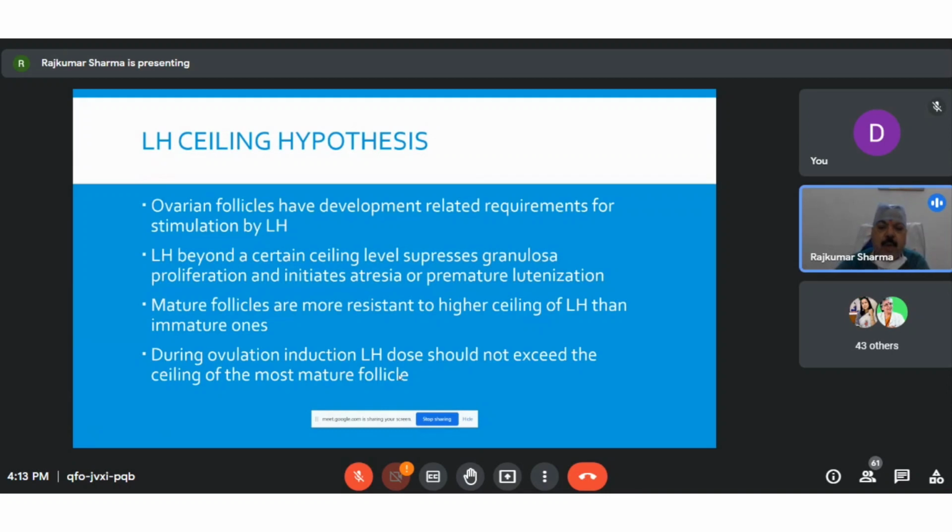Sometimes you find that the follicles have grown on day 7 or day 8, and then subsequently they don't grow. And if you try to give a very high dose of LH, it won't help. Some amount of addition would help, but a high dose of LH at that time would cause atresia of even these would-be mature follicles.